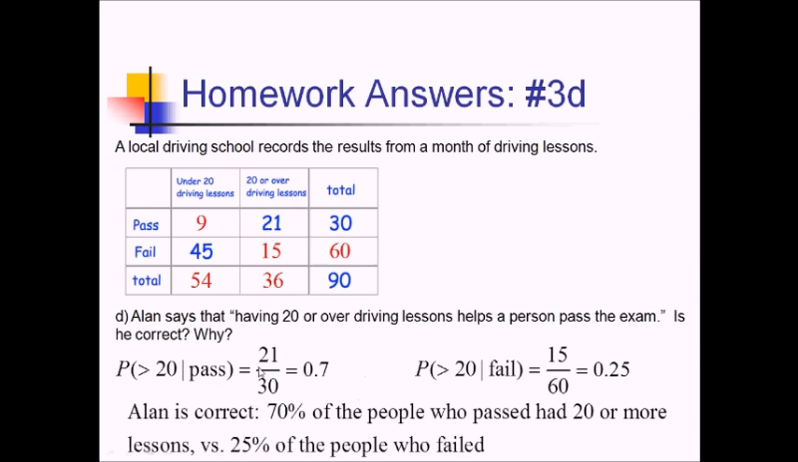So Alan is correct, 70% of the people who passed had 20 or more lessons versus 25% of the people who failed. And just one more thing for the sake of accuracy, this should be greater than or equal to 20 on both of these, not strictly greater.